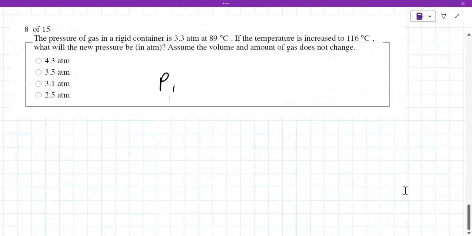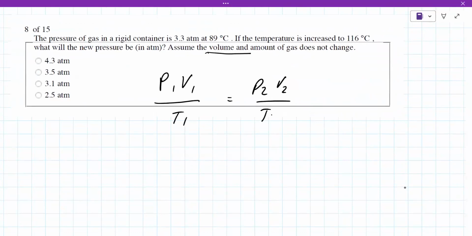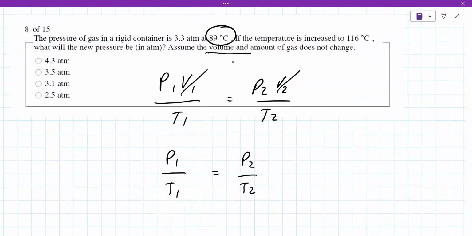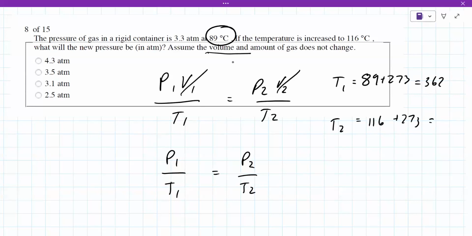Okay, so we can use the fact that the volume does not change to go P1 V1 over T1 equals P2 V2 over T2. But since volume does not change, they just cancel. And it becomes P1 over T1 equals P2 over T2. So just like the previous problem, you've got all the numbers, but we do want to convert those to Kelvin. So 89 plus 273 is your T1, which is 362. T2 is 116 plus 273. That's 389.